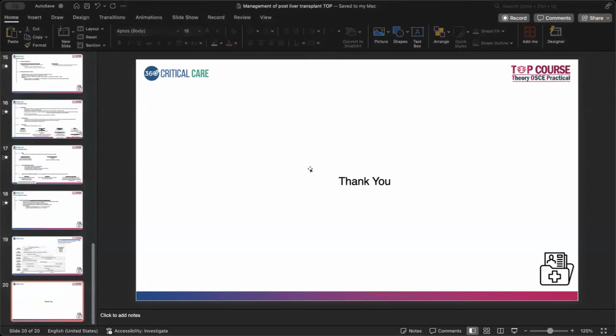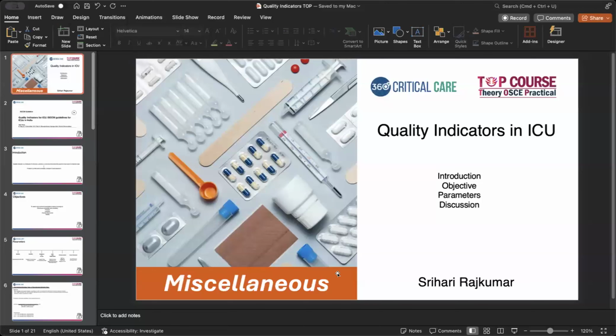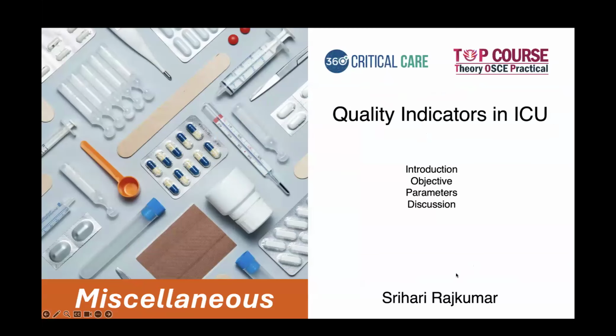So the next talk is on quality indicators. That is a relatively short topic, so I'll try to finish it as early as possible. Is the slide visible?